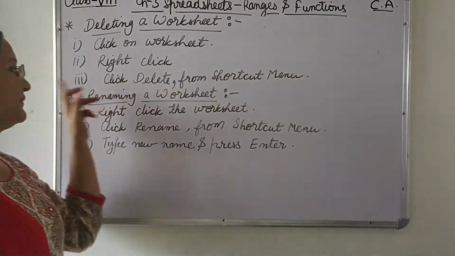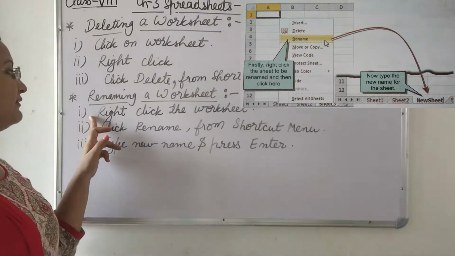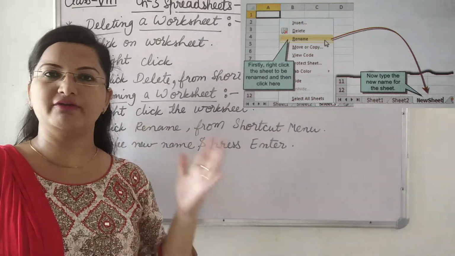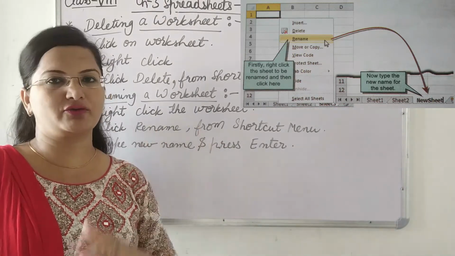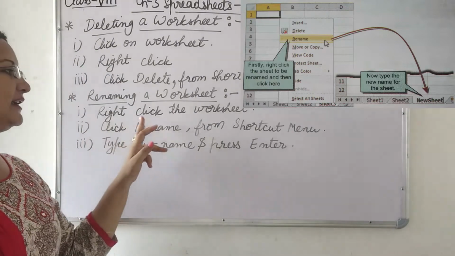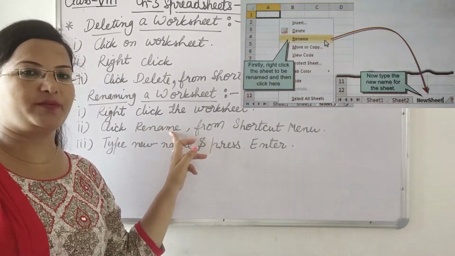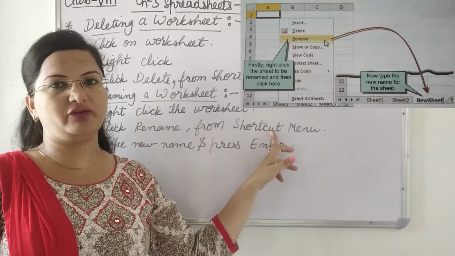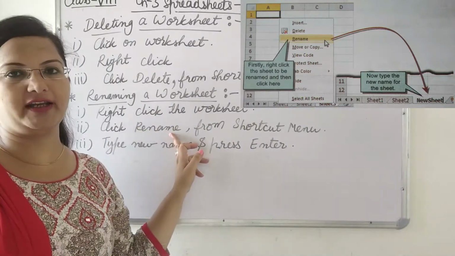Got it? Now renaming the worksheet. How to rename? First of all, right click the worksheet. Got it? You have to click on the worksheet to make it the current worksheet. Okay. Then you have to right click. After right clicking the worksheet, you have to select the rename option. When you right click the worksheet, the shortcut menu will appear, and from that shortcut menu you have to click on the rename button.